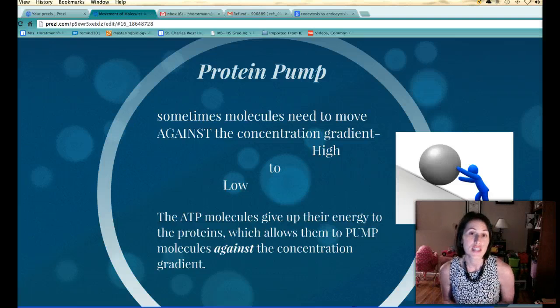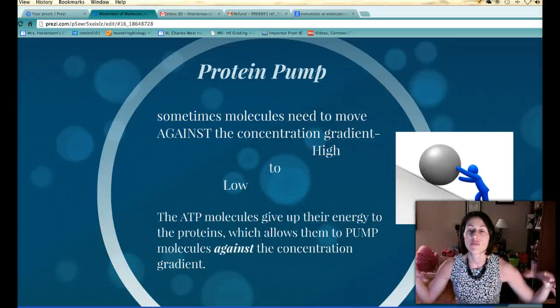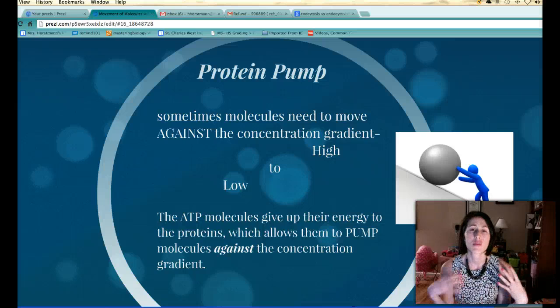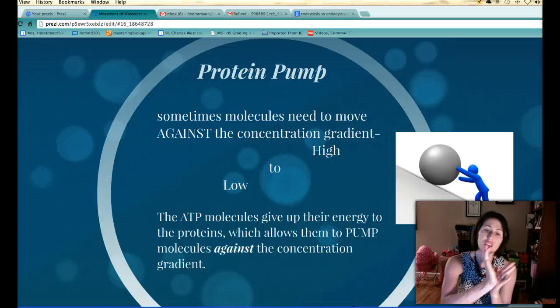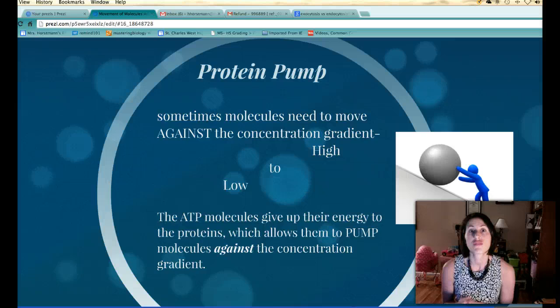Sometimes molecules have to move against the concentration gradient. So for whatever reason, the cell needs to move things from low concentration to high concentration. I think of somebody trying to push a great big ball up a hill. It's going to be really hard. It's going up against the gradient of that hill, and it's going to use energy from whoever's pushing that ball up the hill.